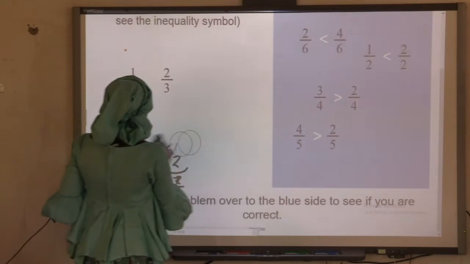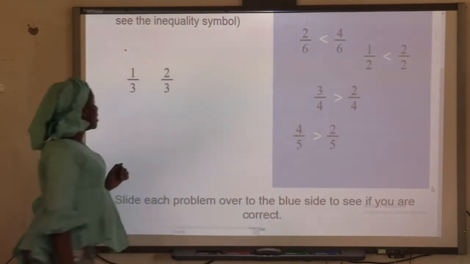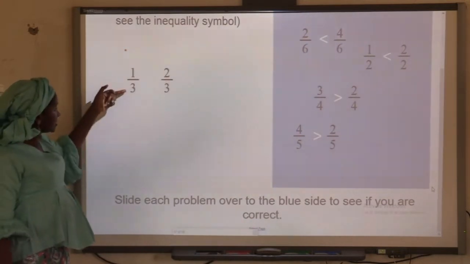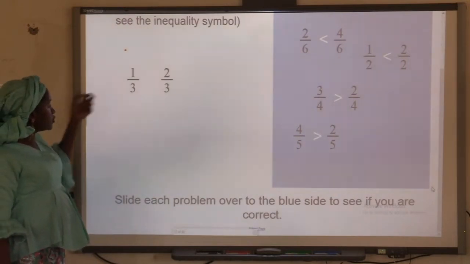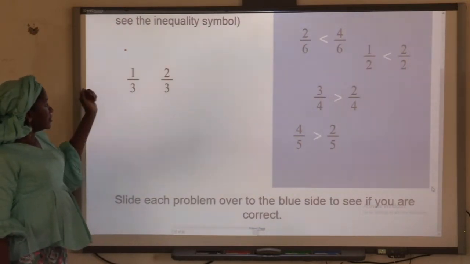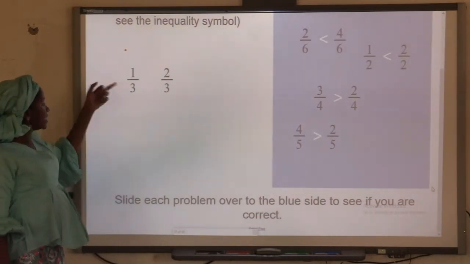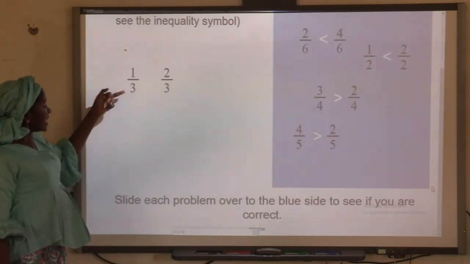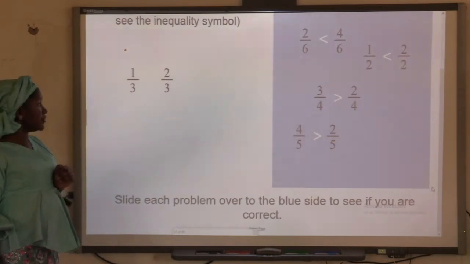The last step there is 1/3 and 2/3. Which inequality symbol suits here? Is it 1/3 less than 2/3, or 1/3 greater than 2/3, or 1/3 equal to 2/3? Which symbol suits there?